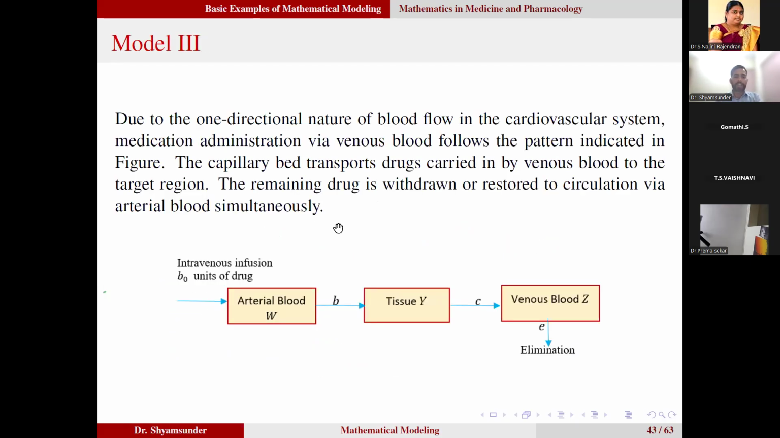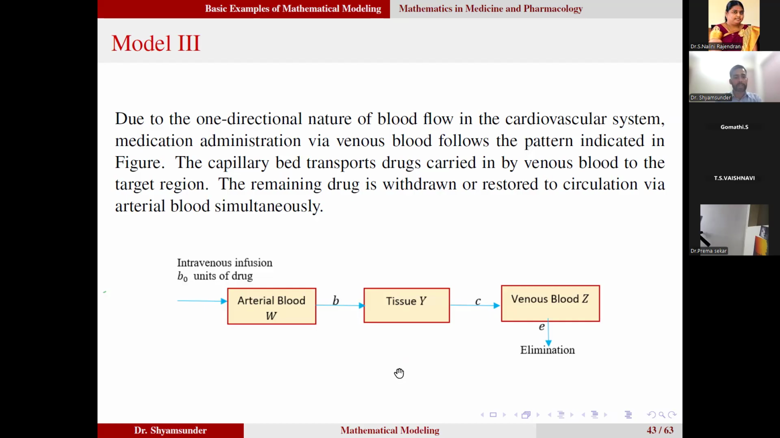And the second, or third, is the three-dimensional model, the three-direction model. In this model, the drug goes via veins, like the example of glucose in a drip system. There is the one-directional nature of the cardiovascular system, and the capillary bed transports the drug, carried by veins to the blood, the target region. The infusion of the drug unit goes into the arterial blood and is represented by W, and then after transmission rate B, it goes to the tissue, and with C to the veins, and lastly is eliminated by the liver and other body parts.